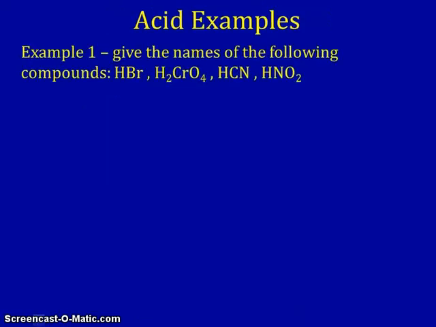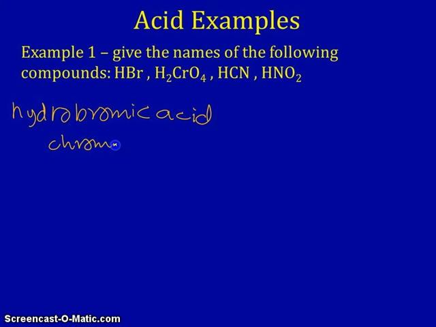Here are some quick examples of acid naming. If I look at this, HBr is binary, so I know it's going to be hydro something ic. It's hydro. The root for bromine is brom, ic, acid. We're looking at H2CrO4. We have chromate back there, so "ate" matches with ic. So that becomes chromic acid.